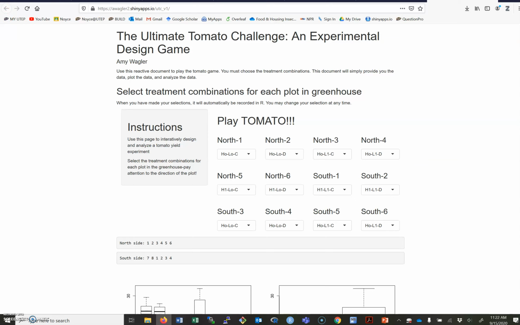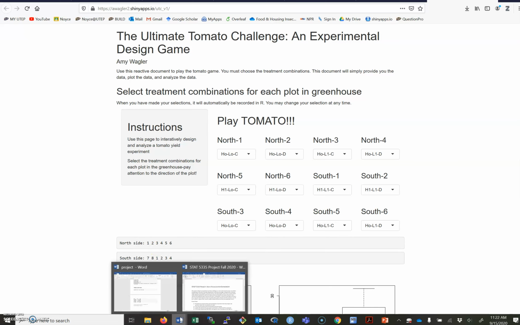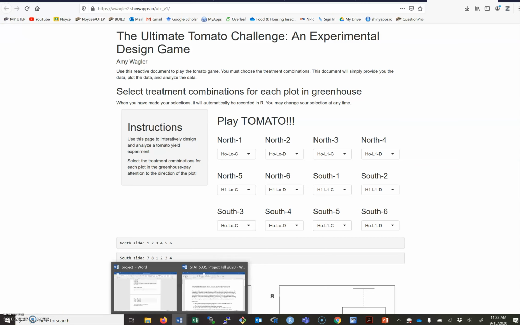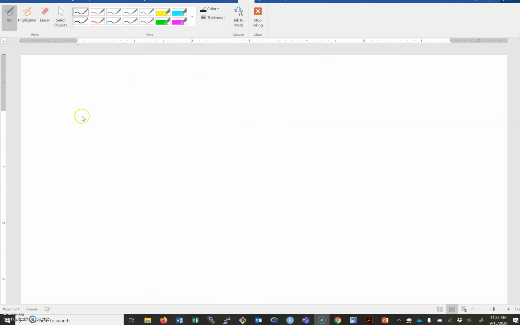So actually, let me go to a document to do that. Okay, so people's conclusions were the following for this first round of the design game. I'm going to lay out what they are and then tell you the frequency of each.